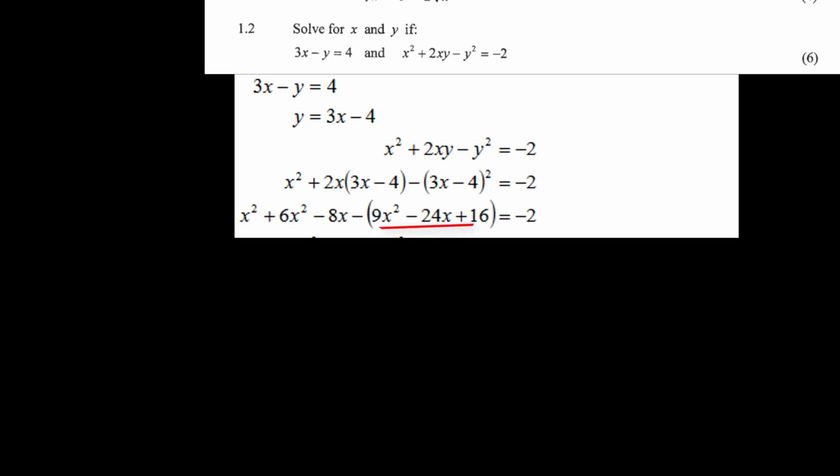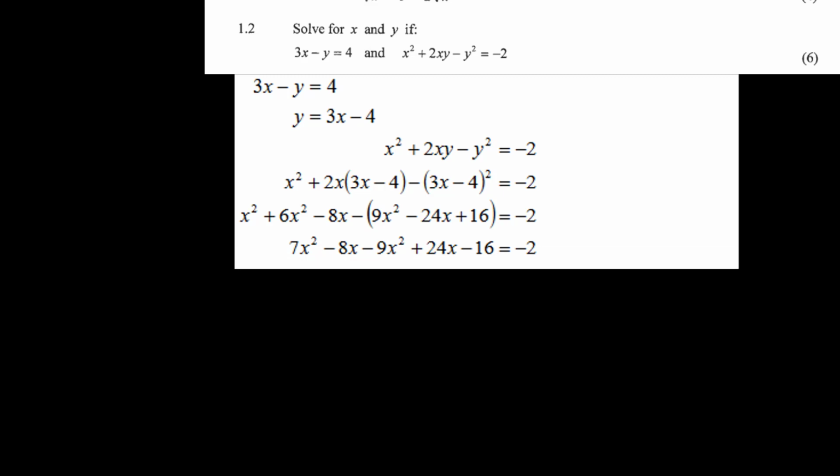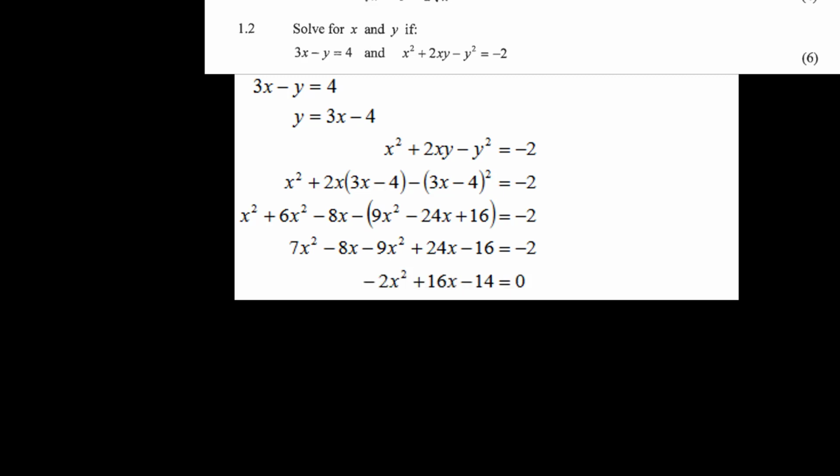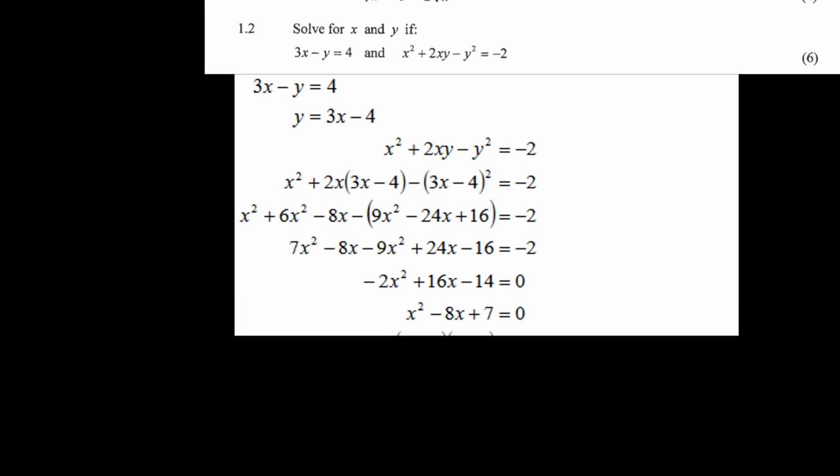This quadratic is related to 3x minus 4 squared. Now gather the right terms: 7x squared minus 8x minus 9x squared plus 24x minus 16 equals minus 2x squared plus 16x minus 14 equals 0. Divide everything by minus 2 and you get x squared minus 8x plus 7 equals 0.